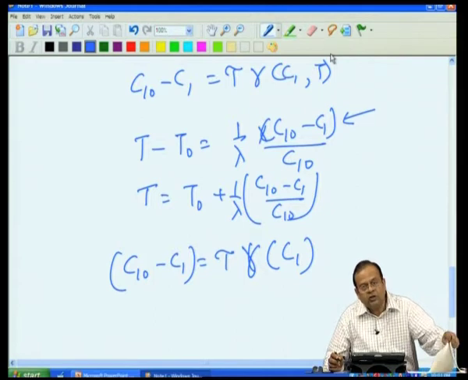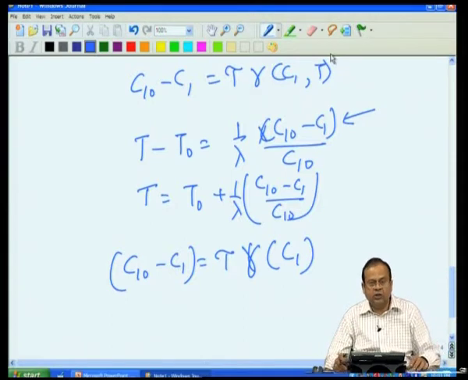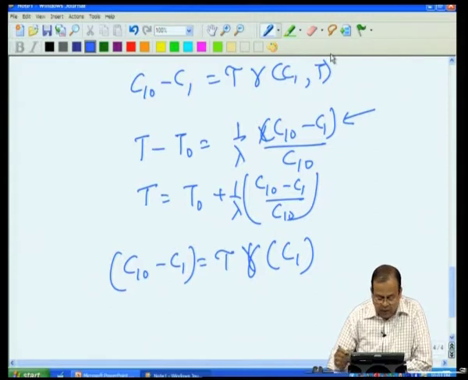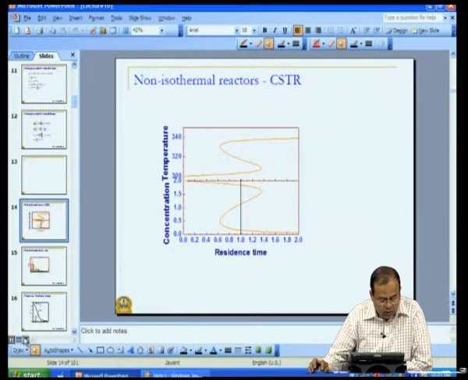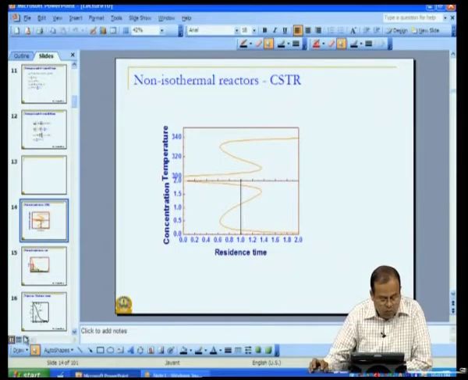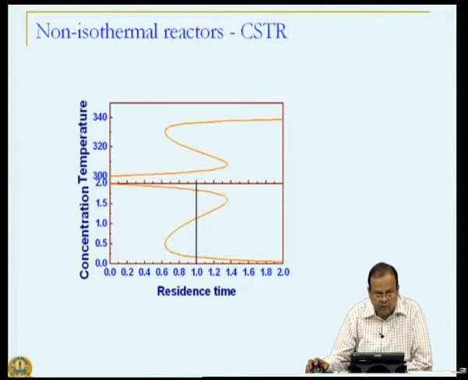So, now let us try to look at what happens in a reactor, in a stirred tank reactor as well as plug flow reactor when we have adiabatic operation, and this is what is shown in this particular figure over here. When we have non-isothermal reactor in a stirred tank operation.